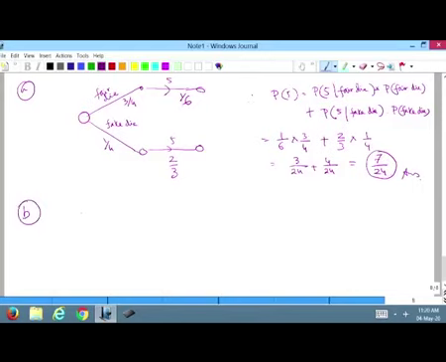The second question is that what is the probability that you have chosen the fake die given that your result is 5.